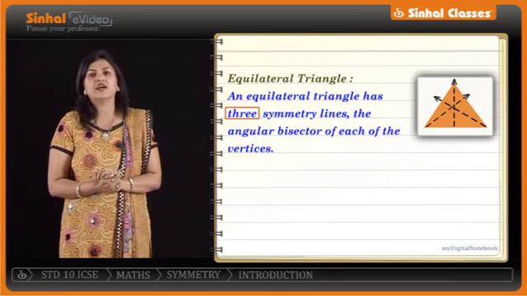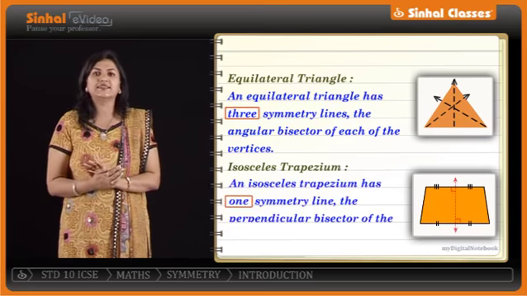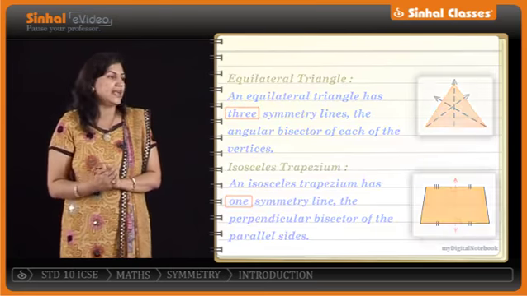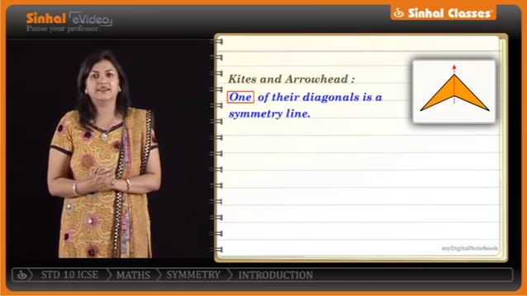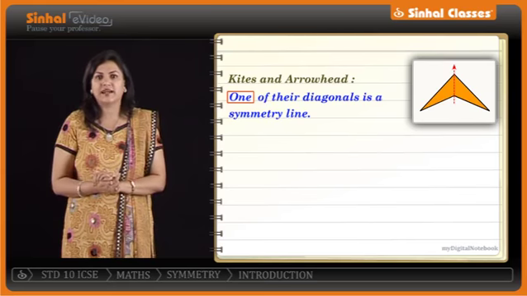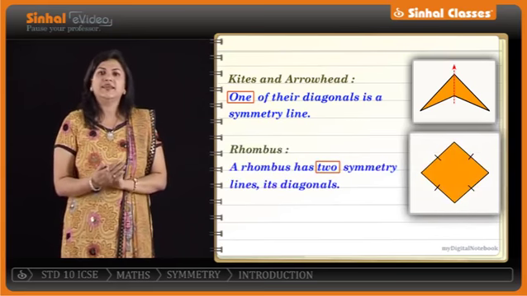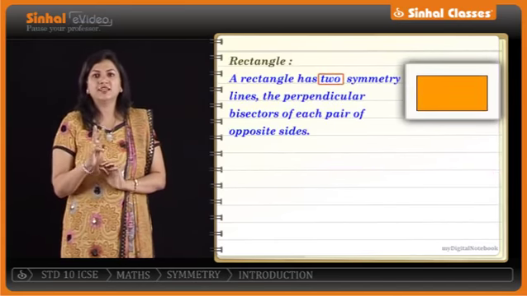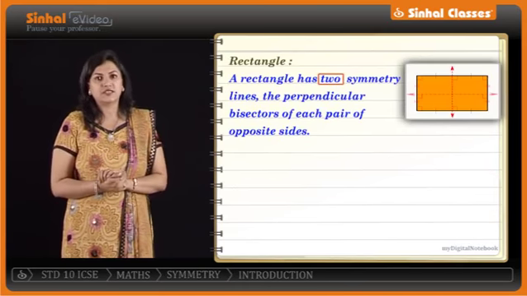Next we have an isosceles trapezium. We have one line of symmetry, that is the perpendicular bisector of the parallel sides. Next, if you have a kite, its line of symmetry will be one of its diagonals. In the same way for an arrowhead, one line of symmetry, that is one diagonal. For a rhombus, there are two lines of symmetry, which are the two diagonals of the rhombus. For a rectangle, there are again two lines of symmetry, which are the perpendicular bisectors of the opposite sides.